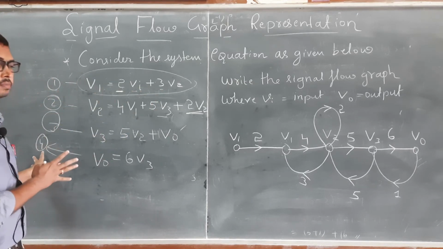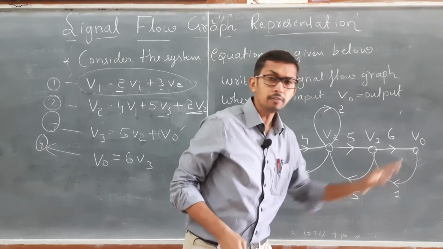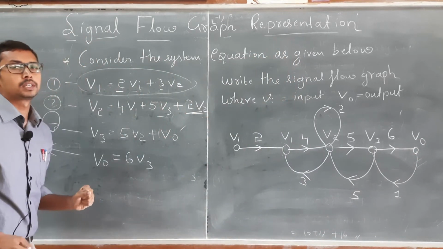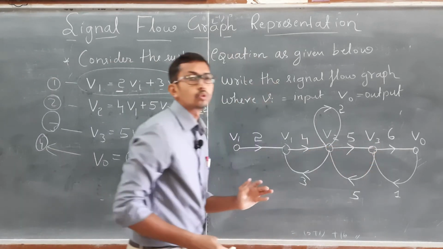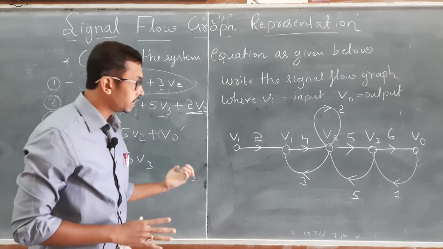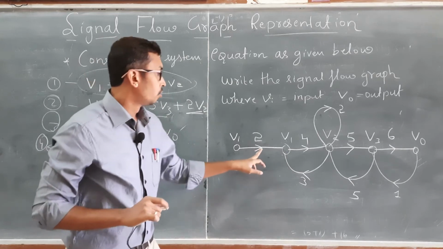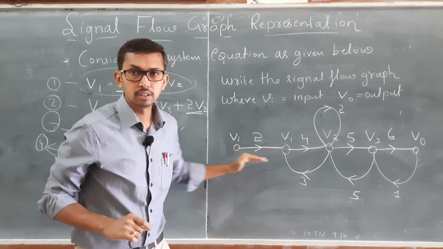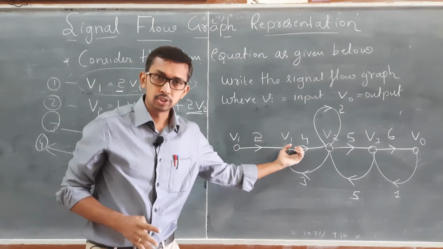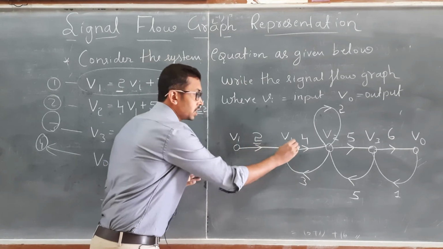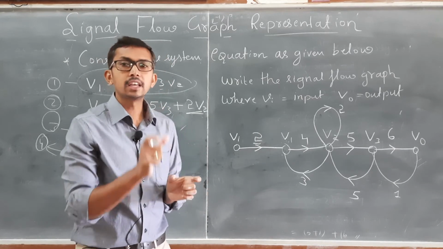So this overall equation consists of how many variables? 1, 2, 3, 4 and 5. There are totally 5 variables. These 5 variables are represented as small circles that we are going to call nodes. The relation between these two nodes is represented with a straight line with an arrow mark. The line connecting these two with the arrow mark represents the branches. Nodes and branches. The number written above that branch represents the gain of that path, the gain of that branch.